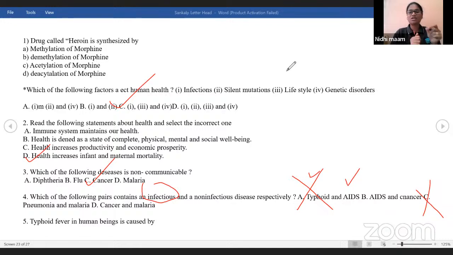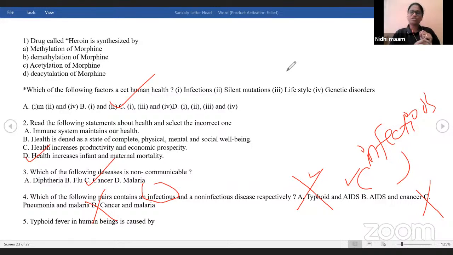Then cancer is not infectious, it is non-infectious. So option D is wrong. The right answer is option B, where AIDS is infectious. The person will be infected by blood transmission and by sexual interaction. So these all will cause the infection. Cancer is non-infectious. So here the right answer is option B.